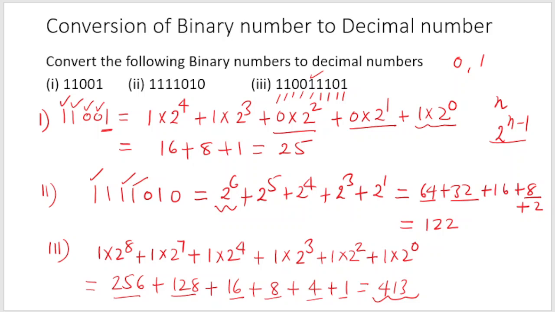So I hope the process is clear to you. You can write any random number, and then you can find out the value of it. I'm just going to write a few numbers, and I would ask you to write its decimal representation in the comment section.